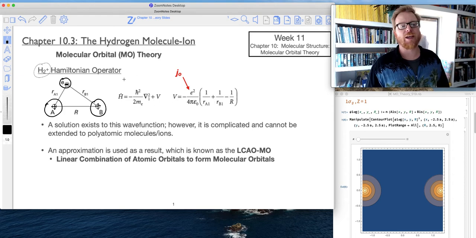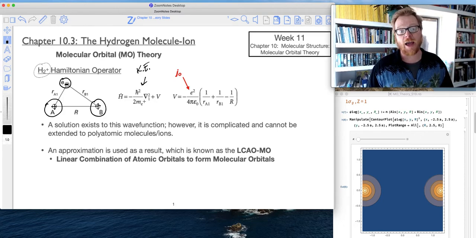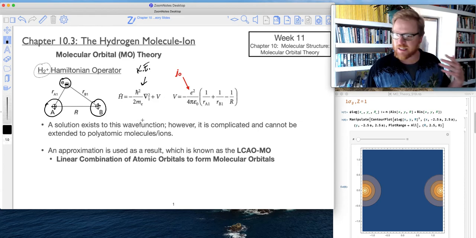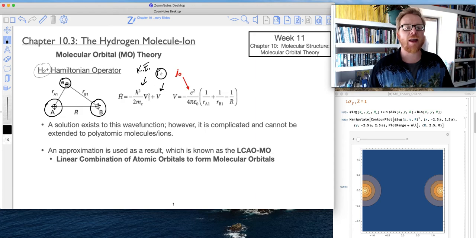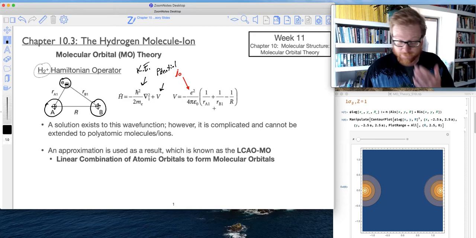Okay, so here is our Hamiltonian operator, right? We know that we've got a kinetic energy term, and it's the same as what we've seen before, negative h bar squared divided by 2me times del squared, where we know del squared is the second derivative squared in terms of xyz or in terms of r theta phi, right? And then now we also know that we've got a potential energy term right there, which is listed right here. And it's entirely due to Coulomb's law, okay?